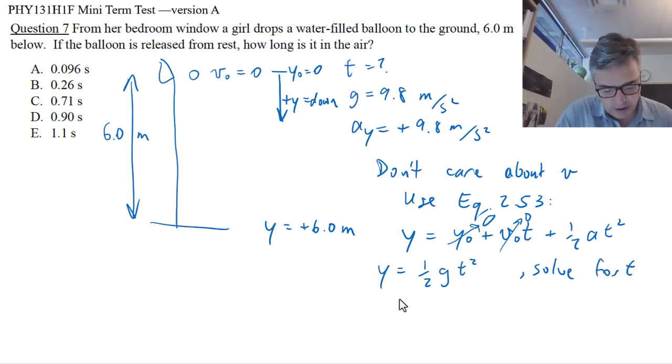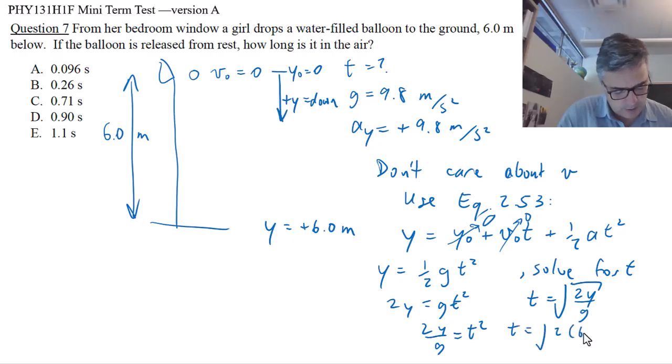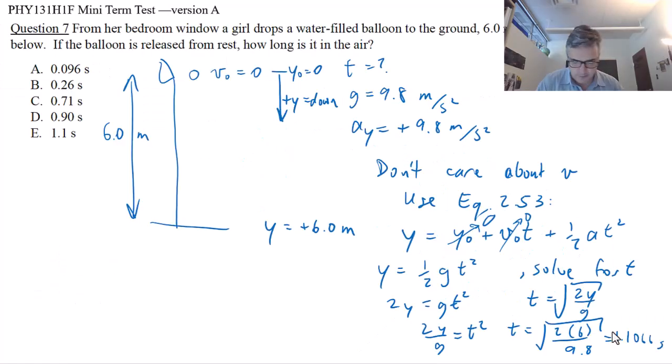Let's just rearrange. 2 times y is g t squared, so 2y over g equals t squared. So t is equal to the square root, and it'll be a positive number, of 2 times y divided by g. So t is equal to the square root of 2 times 6 divided by 9.8. 2 times 6 divided by 9.8, square root, equals 1.1066 seconds, and that's closest to E.